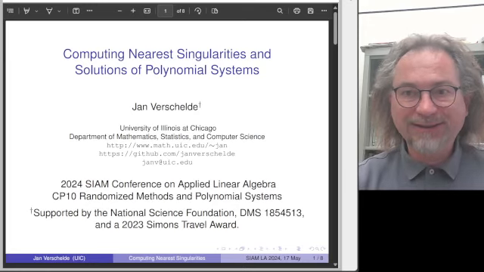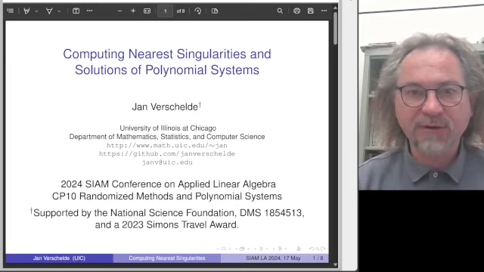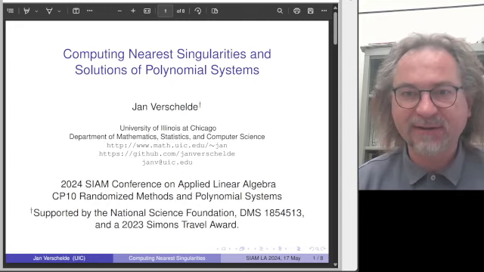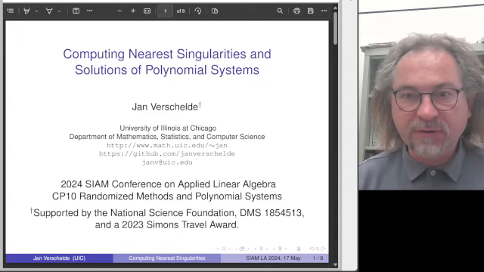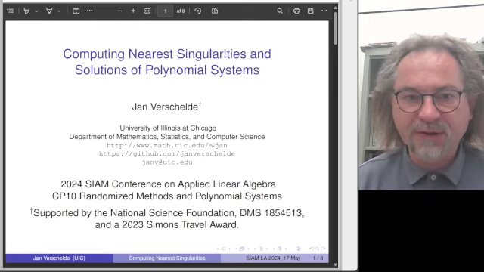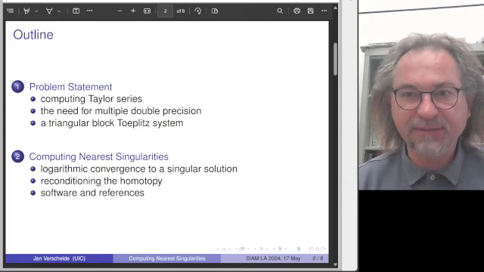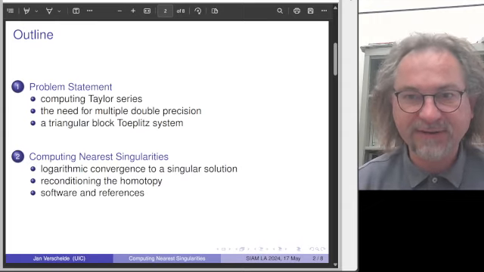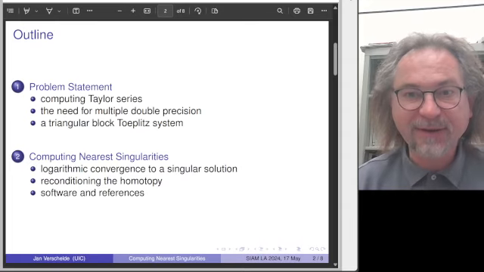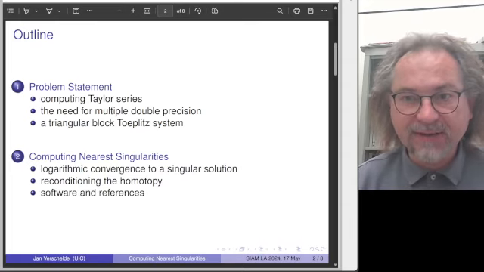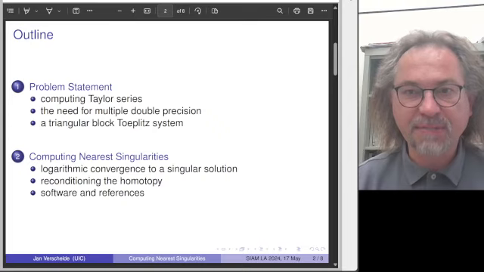Welcome to this pre-recording of a talk on computing nearest singularities and solutions of polynomial systems. This talk is a contributed talk in the conference on applied linear algebra, in the session on randomized methods and polynomial systems. I will explain the problem in 3 slides, starting with the theorem of Fabry, indicating why multiple double precision might be needed.